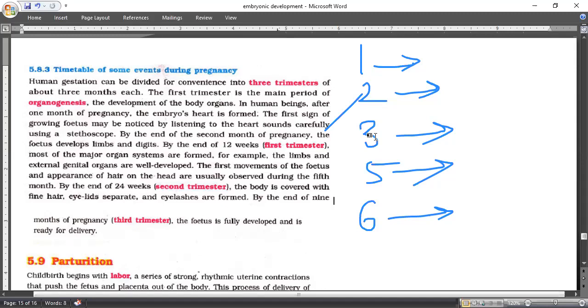Then the fifth month. At the end of the fifth month, the appearance of hair on the head and the first movements of the fetus.